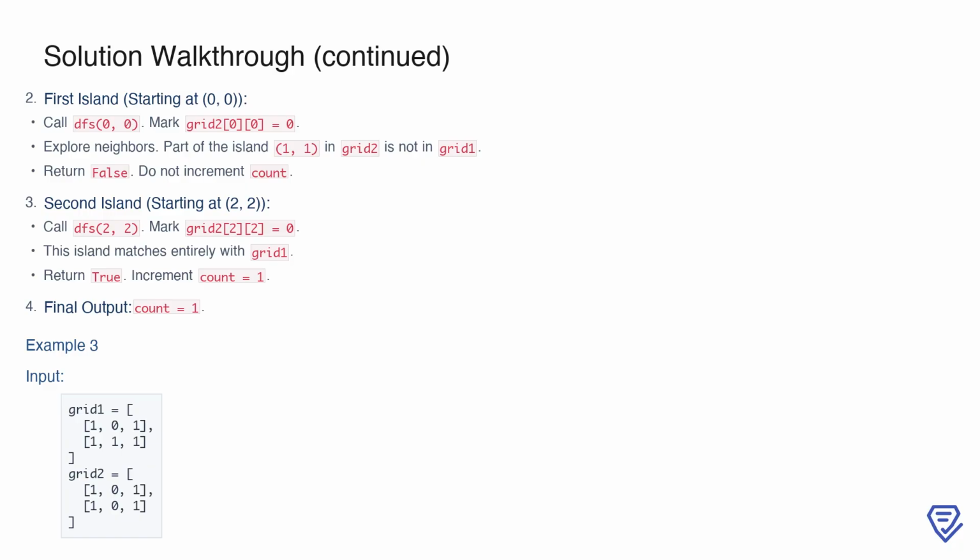The second island starts at 0, 2, and again, every cell matches perfectly with grid 1. After marking this as a valid sub-island, we increment count to 2. At the end of this example, the total number of sub-islands is count equals 2.